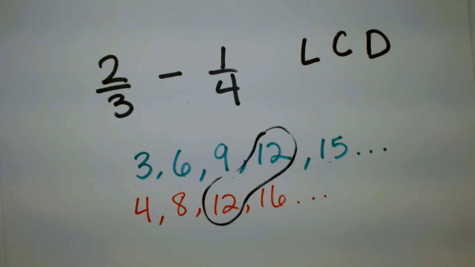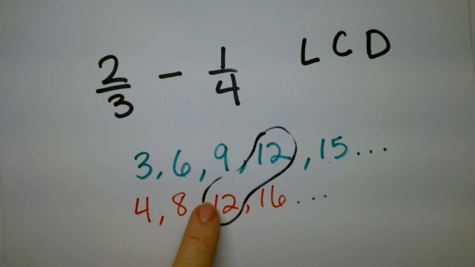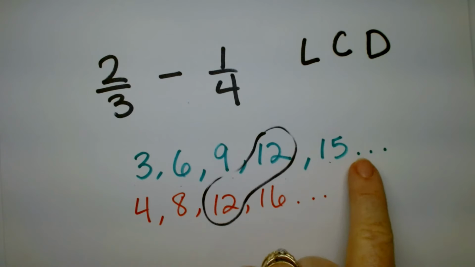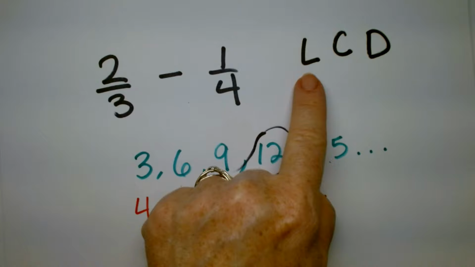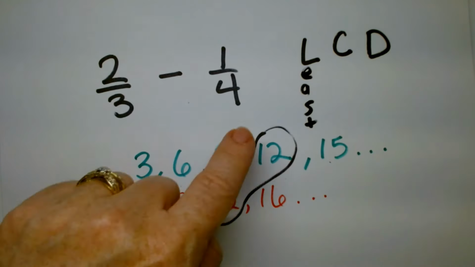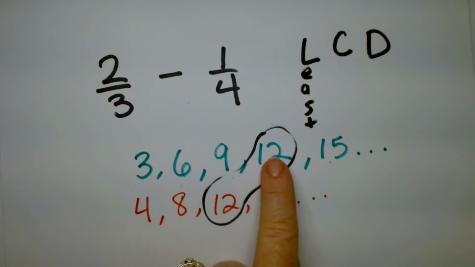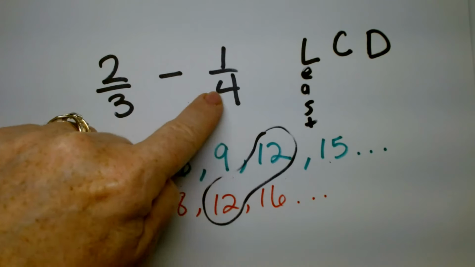All right, so what does that mean? That means that the 12 is the smallest number. There are more out here, actually. Eventually you get to a 24, and 4 also has a 24. But we're looking for the least one. L is for least, L-E-A-S-T, least common denominator. So we're looking for the one that's common to both that is the smallest. So the first one that pops up. So 3 goes into 12, 4 goes into 12.